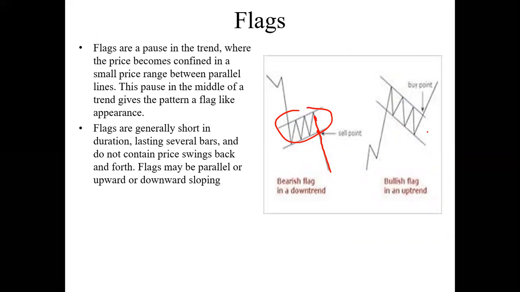Next coming to the bullish flag. In an uptrend, from here the market starts moving. This shows the buy signal, and this point shows the sell signal, and the pattern will become like a flag. They are a pause in the trend where the price becomes confined in a small price range between parallel lines. This pause in the middle of a trend gives the pattern a flag-like appearance.